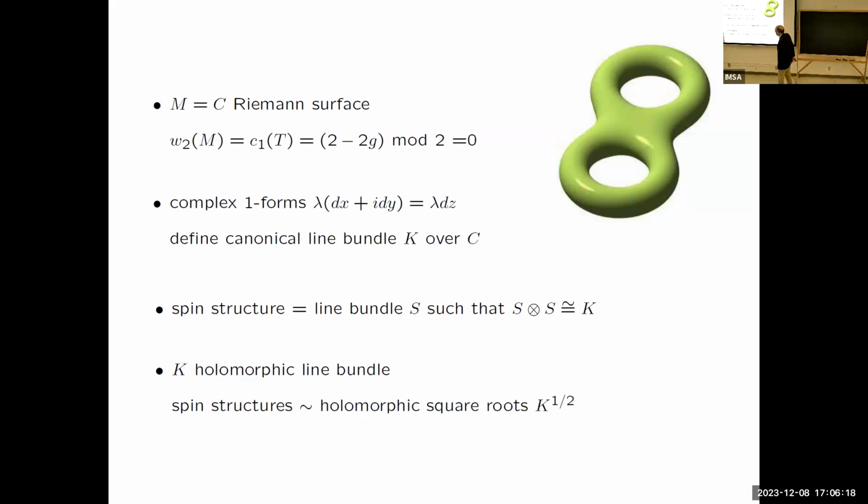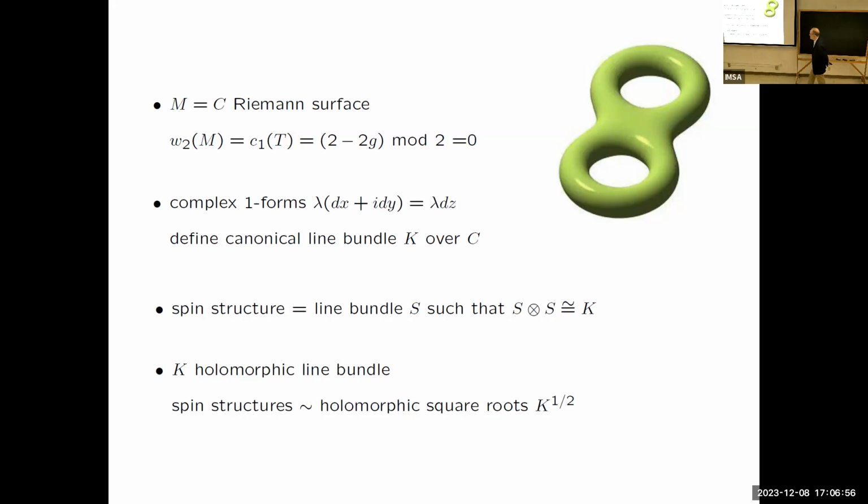And so what is a spin structure? We have this on any Riemann surface, any algebraic curve. I'm calling it C now because we think of this as an algebraic curve. Then we have this holomorphic line bundle of complex forms. Locally, we're looking at complex valued 1-forms, of the form like dx plus i dy, or lambda dz, where z is a local coordinate. And these, as we go around the curve, define a line bundle, the holomorphic line bundle, the canonical bundle, the bundle of holomorphic 1-forms.